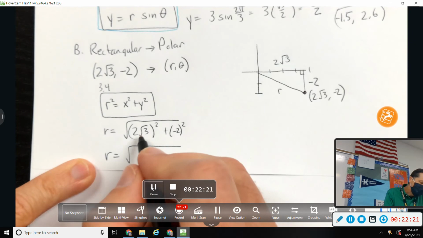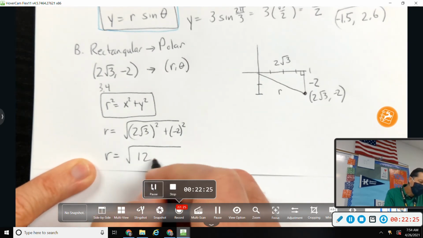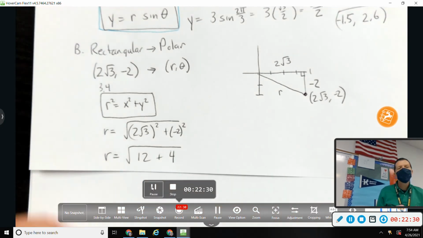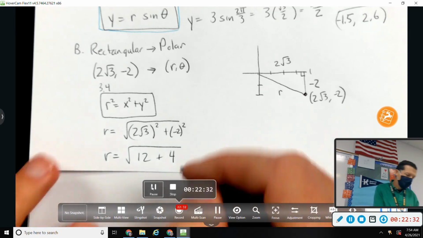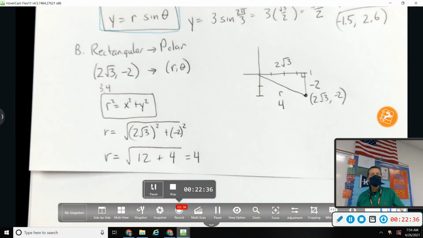Square root of, let's see, 2 root 3 squared, that'd be 4 times 3 is 12. If we square negative 2, we get 4. So that would just be 4. Kind of a rigged problem to work out to give us a nice r.